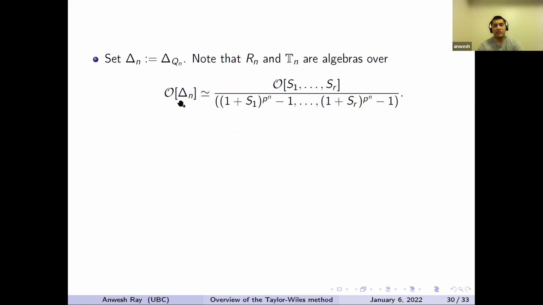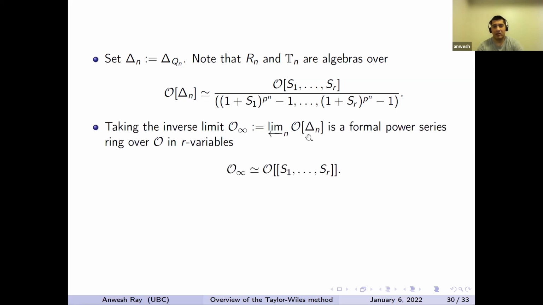R_n and T_n are both algebras over this group algebra, which we can represent as follows: O[S_1, ..., S_r], modulo these relations. Here, as n varies, we can see that the power to which you're raising 1 plus S_1 all the way to 1 plus S_r becomes larger. So the p^n becomes larger as n becomes larger. If we take the inverse limit of all of these rings, we actually get a formal power series ring in r variables. All of these relations are going to 0 as n goes to infinity. So when we take the inverse limit, we get a formal power series ring in r variables.